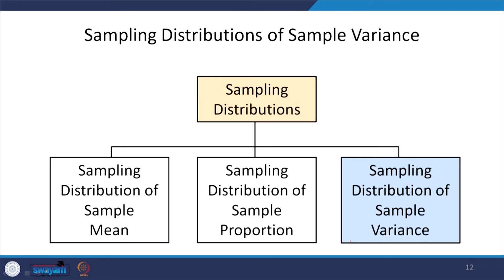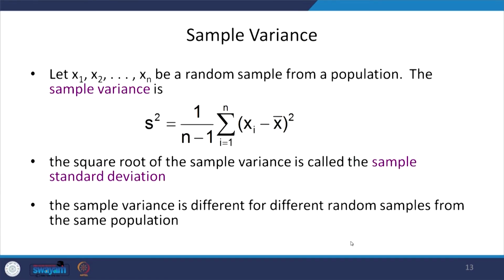So, now we have seen this one, we will go to the sampling distribution of sample variance. Let x1, x2 up to xn be the random sample from a population. The sample variance is sigma of (x minus x bar) whole square divided by n minus 1. The square root of the sample variance is called the sample standard deviation. The sample variance is different for different random samples from the same population, because every time you may get a different sample variance.